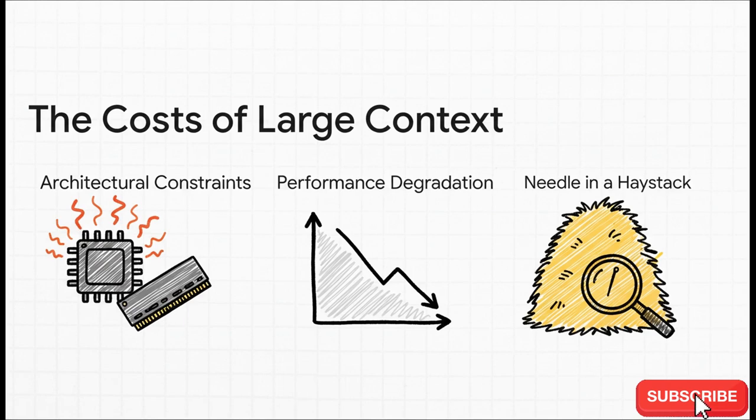But here's the part that really matters to you. Performance can actually get worse the bigger the context gets. It becomes this classic needle in a haystack problem. The more junk you cram into the context, the harder it is for the AI to find the one piece of information that actually matters.